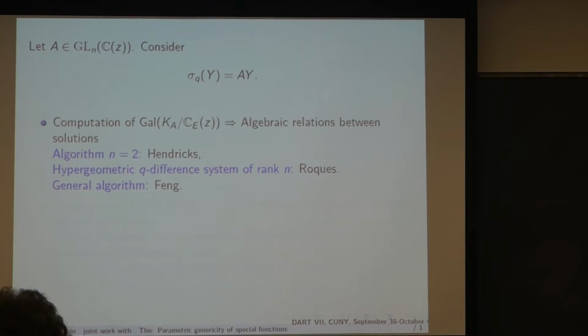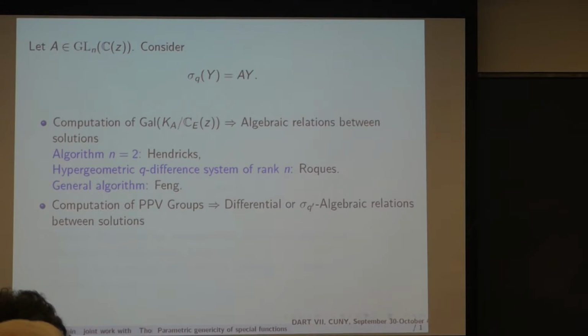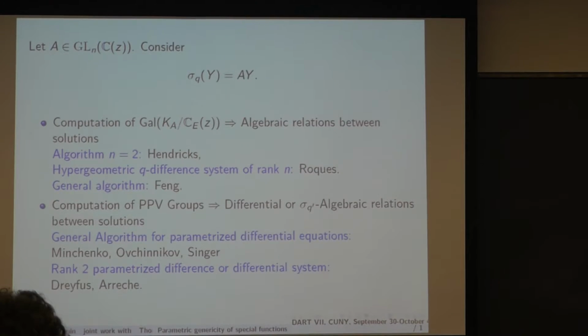And well, it's more difficult to use. For the parametrized Galois group, we know that it gives us differential or sigma q prime algebraic relations between the solutions. So we have a general algorithm for parameterized differential equations by Andrei, Alexei, and Michael. And we have some complete algorithm for the rank 2.